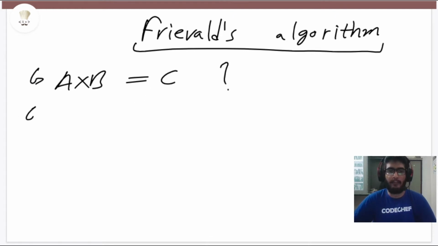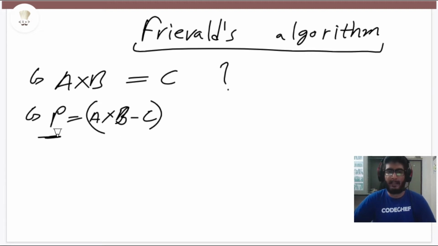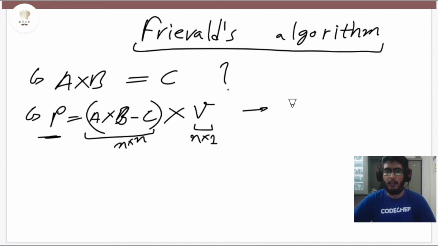And to check this point, we make a polynomial P, which is equal to A into B minus C, and we multiply this polynomial P by a random vector, let's say V, right? If this matrix is of size n by n, then of course this random vector that we have made should be of size n by 1. Multiplying this n by n matrix with an n by 1 vector, we would get another vector of size n by 1. Let's call that the resultant vector, which is of size n by 1.